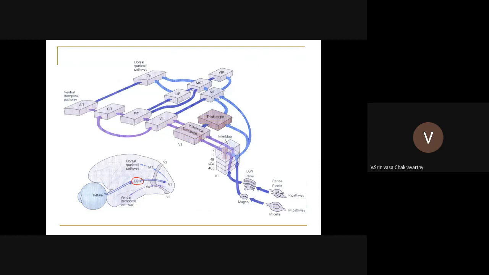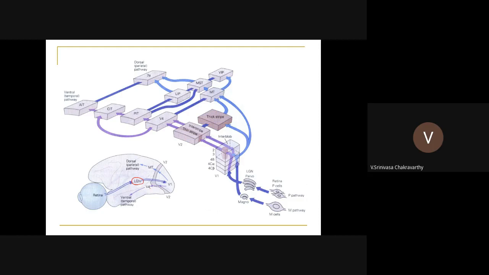And from there, it goes to V2, and then MT and so on. There is one pathway. Then you have another pathway where it goes to V2, V4, and finally to the temporal lobe, to this inferotemporal area. So this is the broad architecture of the visual system.